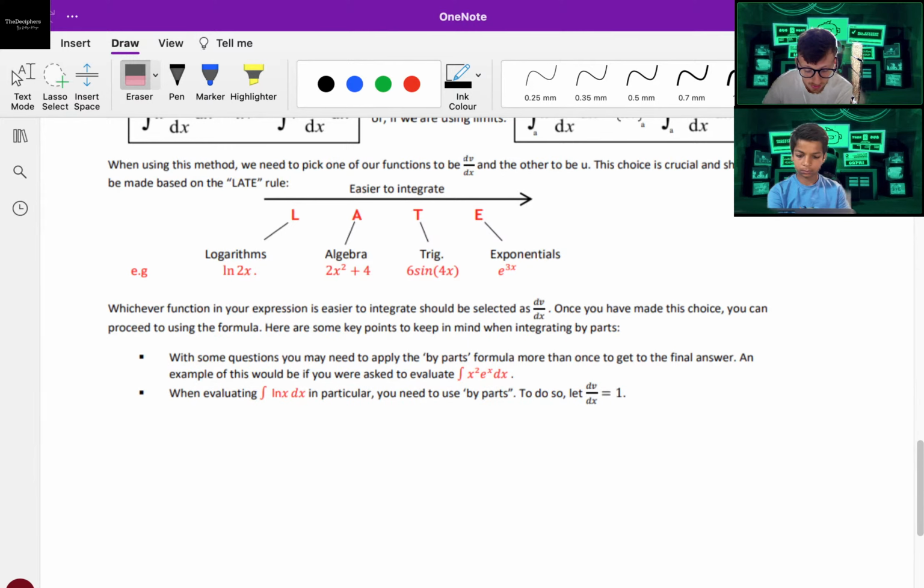And then when evaluating the integral of ln x dx in particular, you get asked to do by parts quite a lot in exams. If you don't remember the result of the integral of ln x dx straight away, then you have to use by parts. You do so by letting dv/dx just equal 1, u equal ln x, and then you can use by parts to integrate.